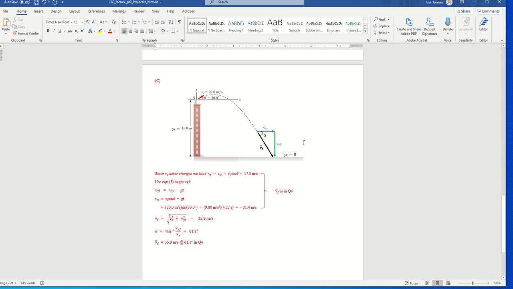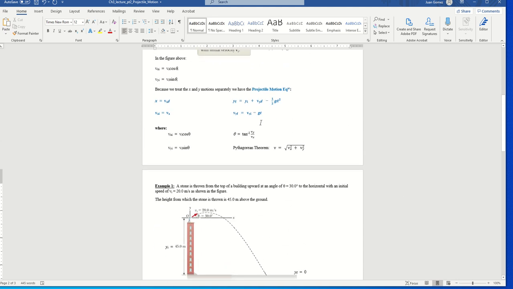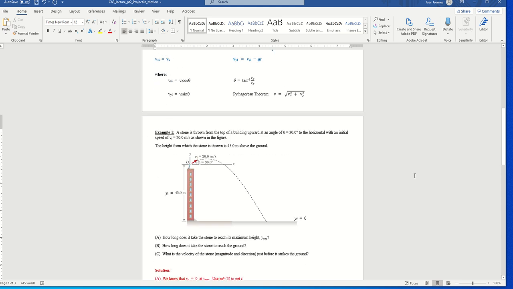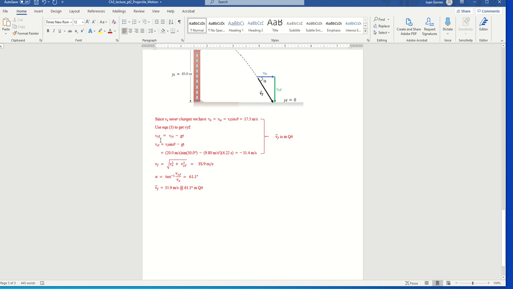How do I get Vy final? What is the final y velocity just at this instant? Well, what's the only equation that gives me Vy final? Equation 3. It's the only equation that gives me Vy final. So I'm going to use equation 3. It says right here, we wrote Vy final equals Vy initial minus Gt. So Vy final, remember, what is Vy initial? V initial sine theta. So Vy final equals V initial sine theta minus Gt. Plug in the numbers. We know everything.